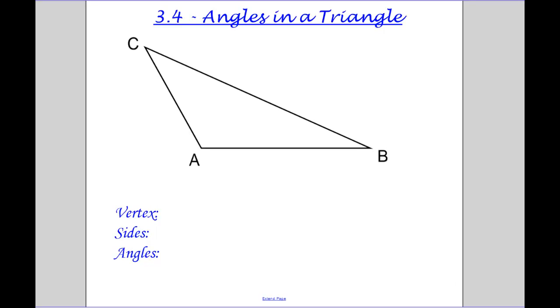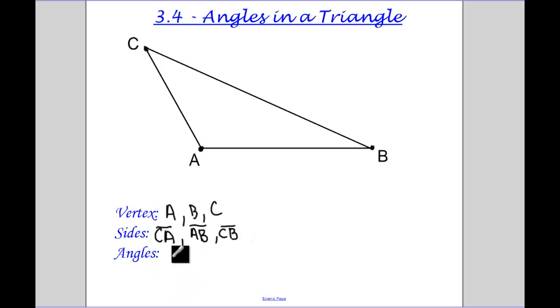Today we're going to be talking about angles in a triangle. Now the vertices of a triangle are the points where the sides meet. So we have one vertex is A, B, and C. Now the sides are segment CA, segment AB, and segment CB.